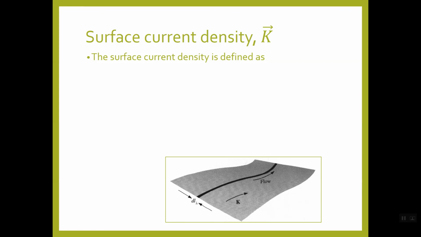So the surface current density is defined as the electric current per unit width. So if we have electric current flowing in this direction, I, then we're looking at the width perpendicular to that flow of current.